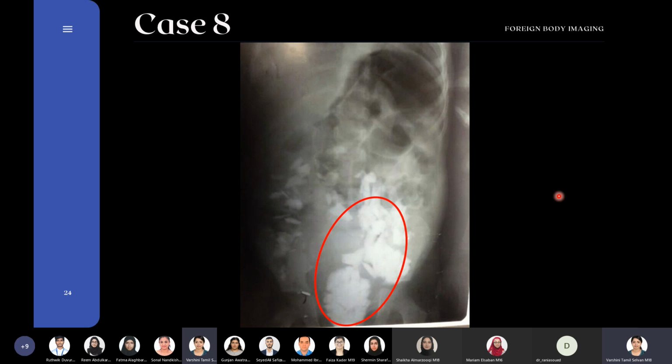So you guys might think, what is this substance? What is this foreign body consisting of? It's actually multiple small calculi, and it was introduced by another person into the rectum of this child.